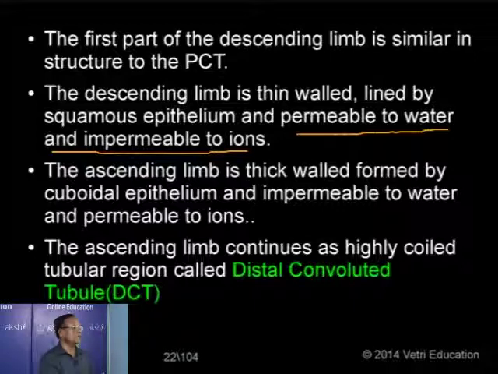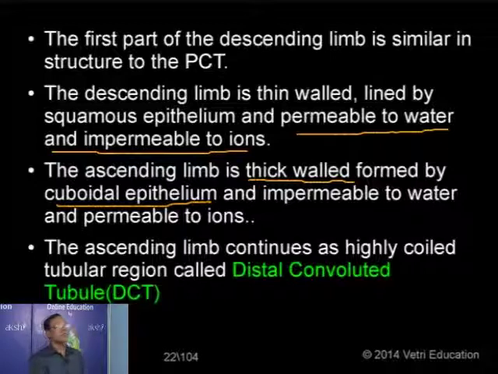So the descending limb is normally more permeable to water and impermeable to ions like sodium, etc. And the ascending limb is normally permeable to ions but impermeable to water. That is the opposite. I mentioned already the thick wall formed by cuboidal epithelium, which is the main difference. Here it is squamous epithelium, here cuboidal epithelium, and the descending limb is permeable to water and impermeable to ions, and the ascending limb is permeable to ions and impermeable to water. That's the main difference you can make between the two limbs.